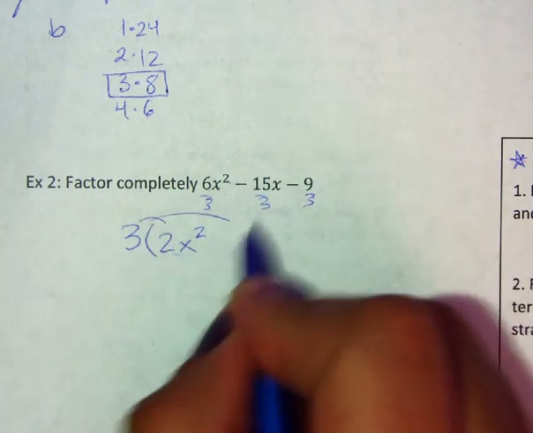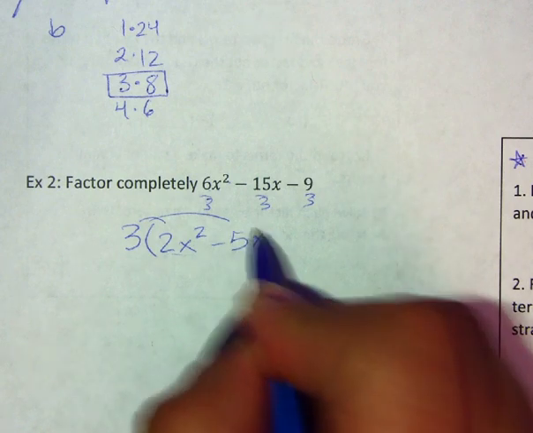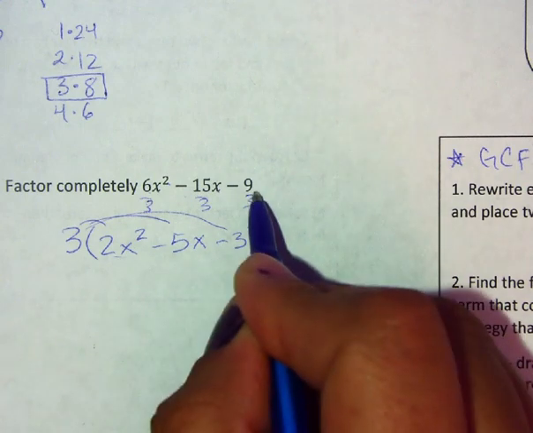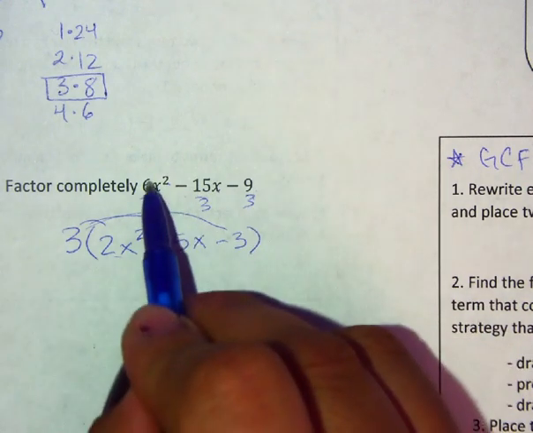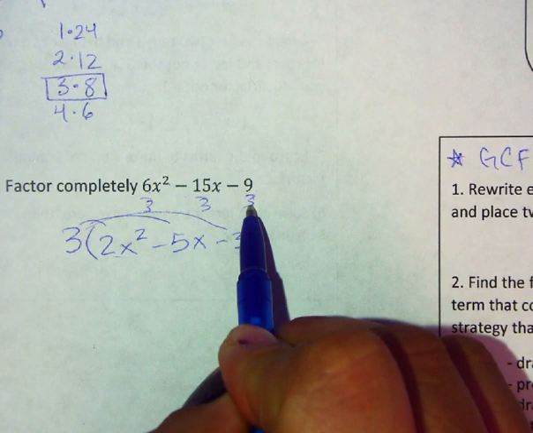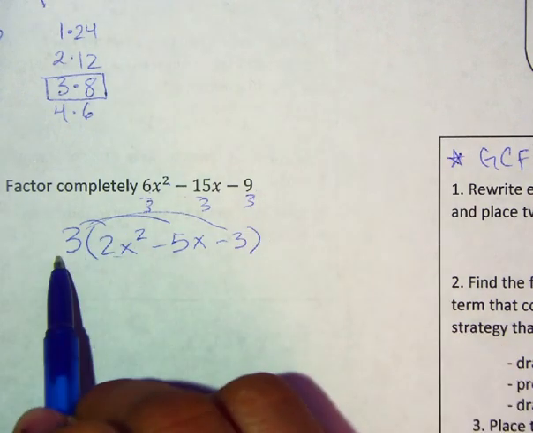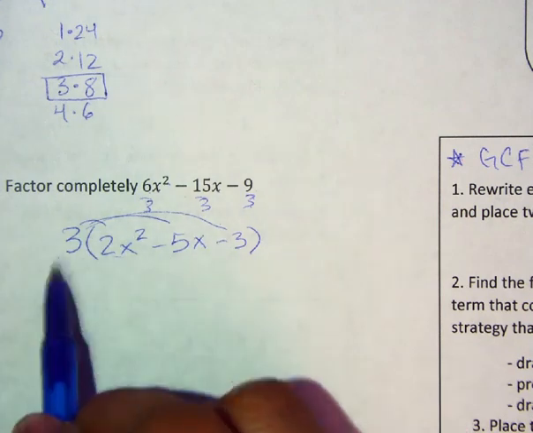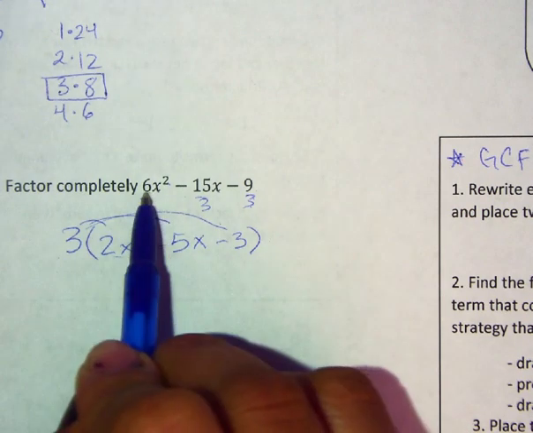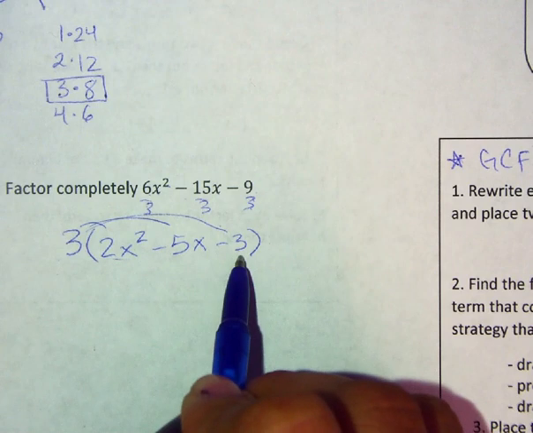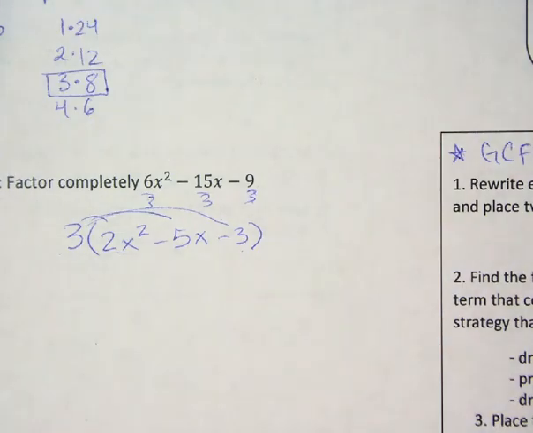3 times negative 5x will give you that negative 15x, and 3 times negative 3 will give you that negative 9. So you can either divide each one of these individually by the GCF, the greatest common factor, or you could write it down and then ask yourself, what do I multiply times that greatest common factor to get these as answers? So this is the trinomial that comes out from factoring the 3 out.